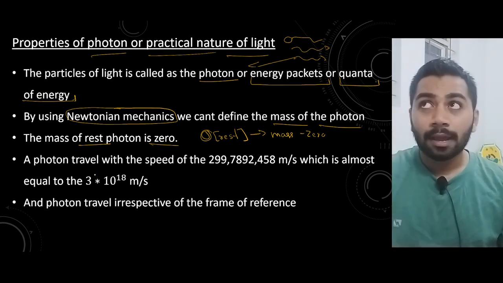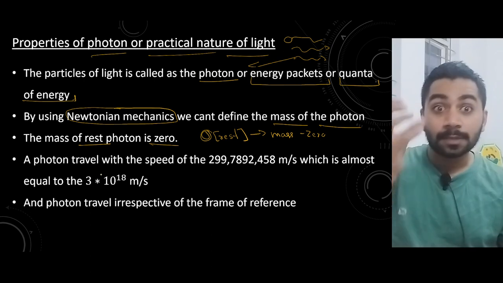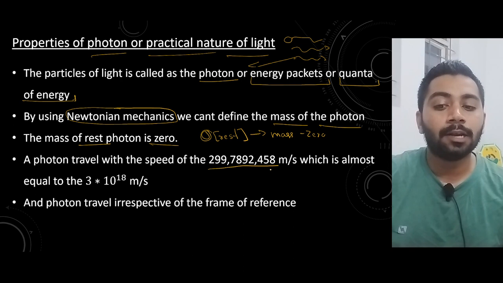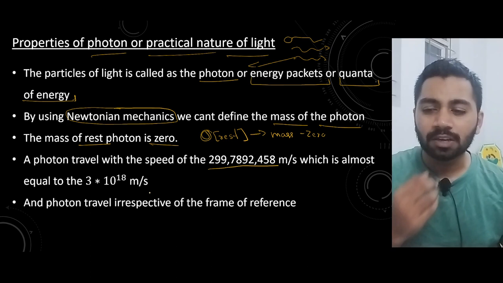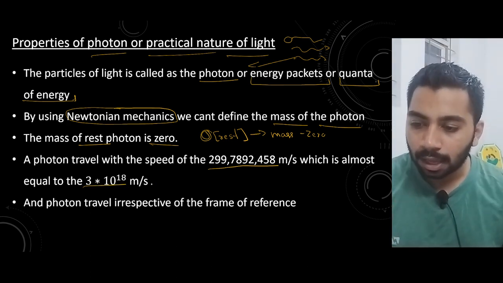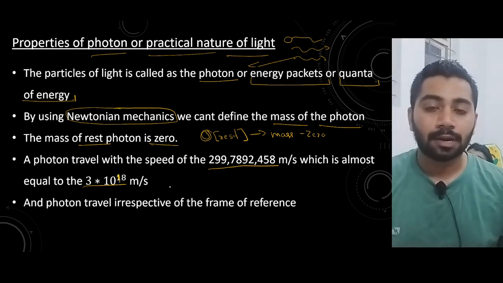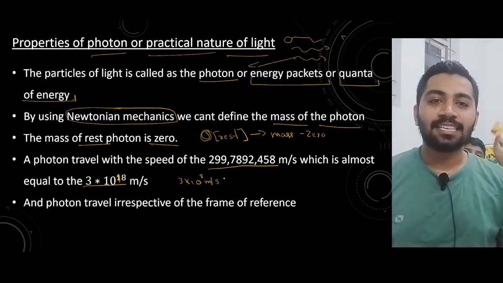Simple test: the energy coming from the sun is in the form of waves or particles that travel, carrying energy from photons. It will hit a surface, which means photons only. And that photon travels with the speed of 2.9979 into 10 to the power of 8 meter per second, which is almost equal to 3 into 10 to the power of 8 meter per second. This is the speed of light.